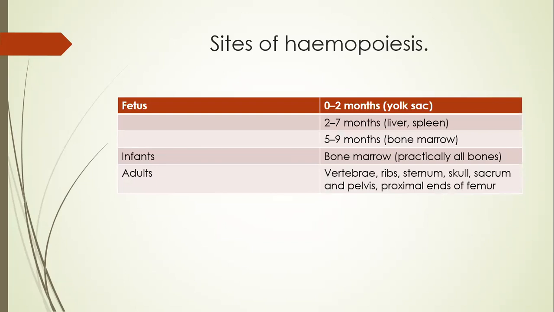Let's discuss the site of hematopoiesis. In the fetus, like in the infants and the adults, the bone marrow is practically present in all bones. But in the fetus from 0 to 2 months, that is the yolk sac. So yolk sac ke andar ye hemopoiesis ho rahi hai. After 2 to 7 months, there is liver and spleen which are working. And 5 to 9 months, the bone marrow is working. In infants, the bone marrow is working and all the cells are being made in the bone marrow. In the adults, the vertebrae, the ribs, sternum, skull, sacrum, pelvis, proximal ends of the femur. These are those parts where the hematopoiesis is happening.